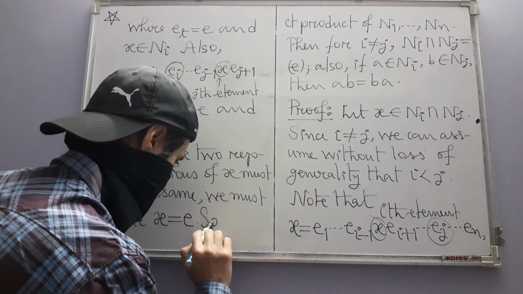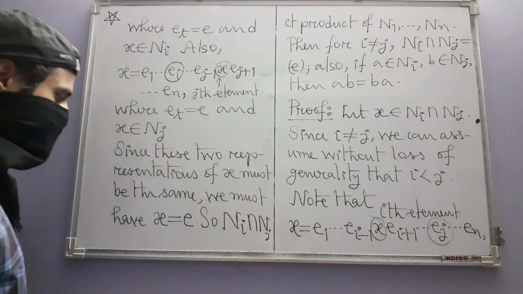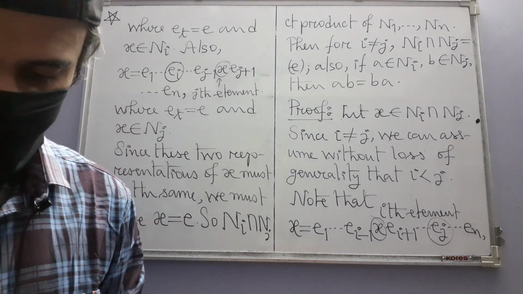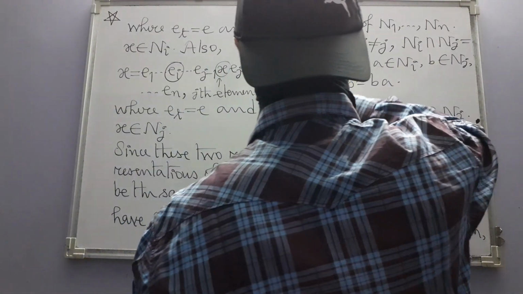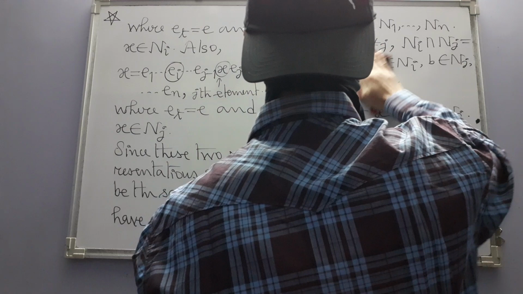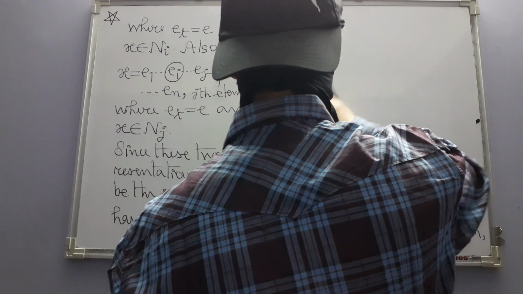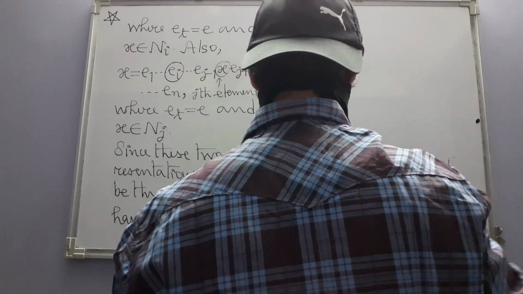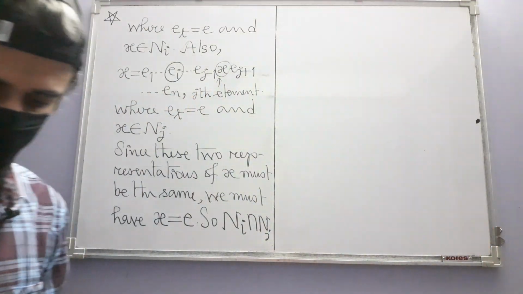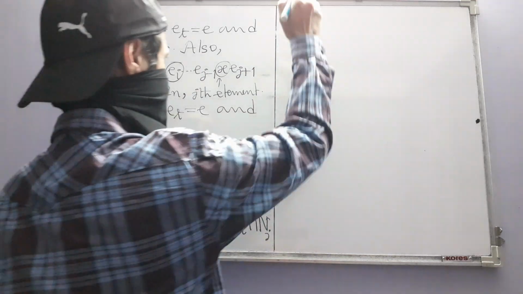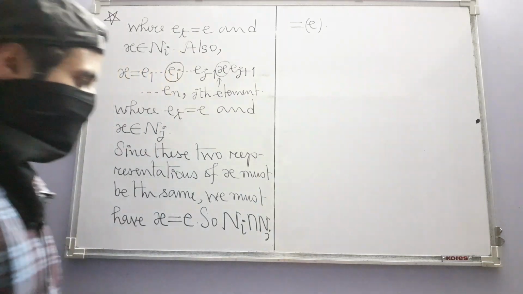So the intersection has been proved to be trivial. We cannot have a non-identity element in the intersection, because if we have, then this uniqueness property will be violated and G no longer will be the internal direct product of those Ni's. So this intersection must be trivial. Okay.